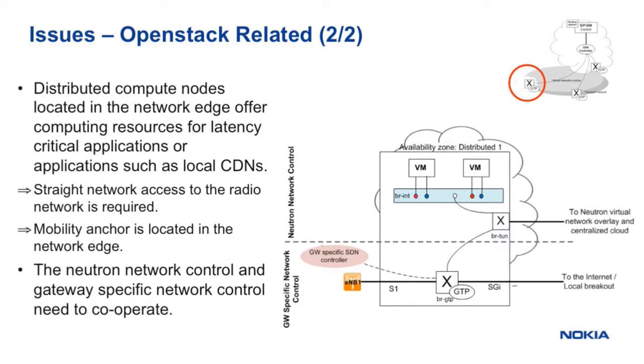Then distributed compute nodes located in the network edge offer computing resources for latency critical applications. This means that there is a need to have direct network access to the radio network. And at the same time, the mobility anchor is located in the network edge. So in these elements, these distributed compute nodes, the Neutron network control and the gateway-specific control need to cooperate.